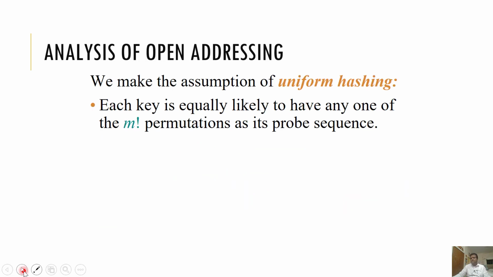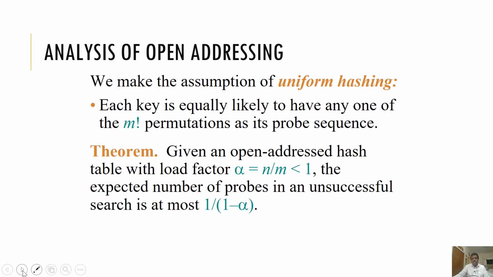Now let us analyze this open addressing, whether it is good or not. We will see that if we assume uniform hashing, then it is a good hash function. That is, each key is equally likely to be any one of these slots, so these permutations are equally likely. Then we can show this is a good way of handling collisions. So this is the theorem we are going to prove.